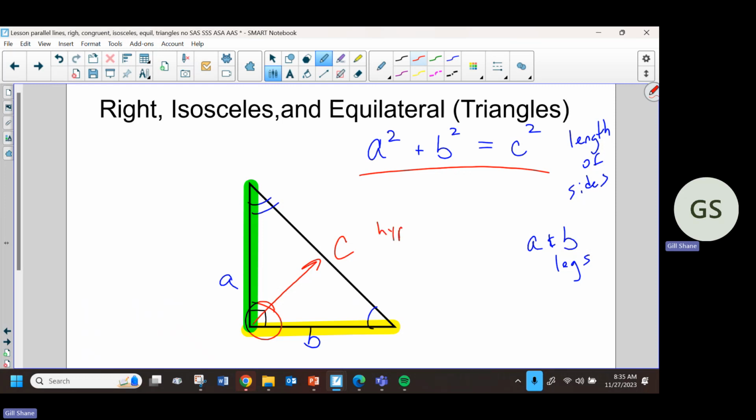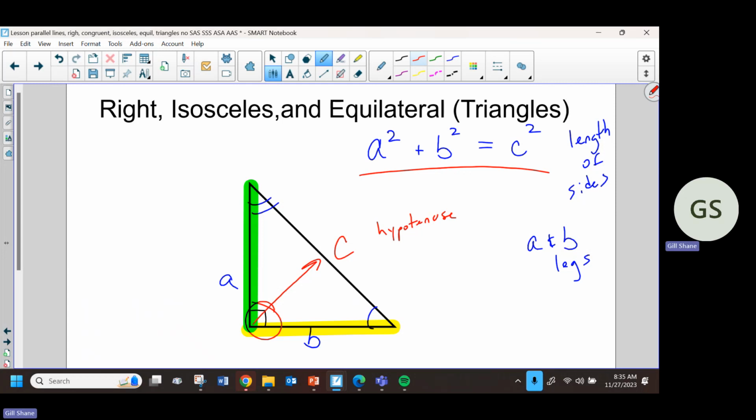You'll hear me use it, and you'll see it in the book. C is the longest side. It's across from the right angle. It's called the hypotenuse. It's in your book, so if you don't spell it correctly, you'll see it many times.